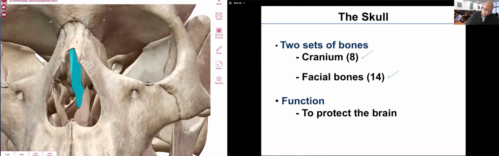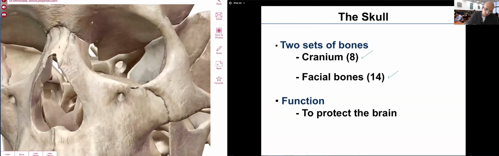So let me remove here the plate. So it all got removed.